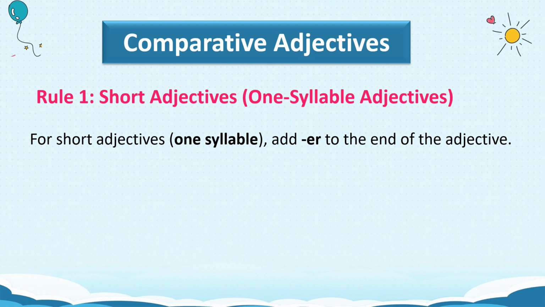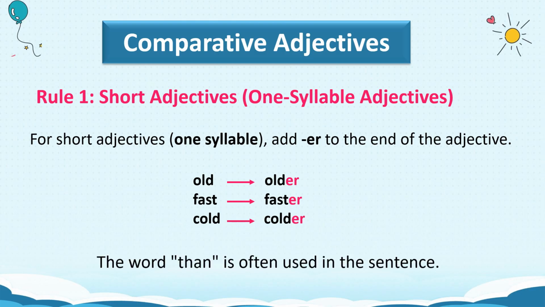For example, old becomes older, fast, faster, cold, colder. The word "than" is often used in a sentence.